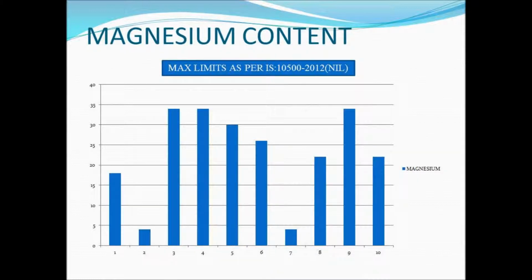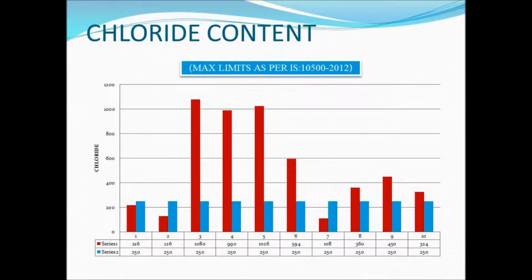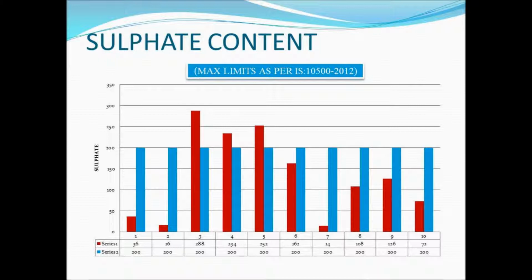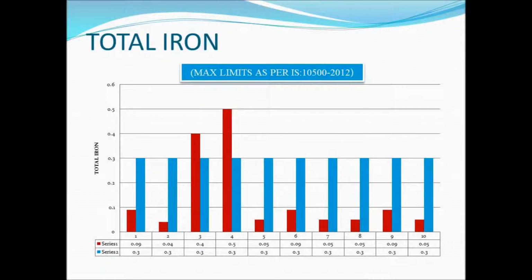This is magnesium content. Normally all water has magnesium content in a higher range. This is chloride content. According to the BIS standard it must be 250, and samples 3, 4 and 5 exceed it. This is sulfate content; it is also exceeding the limit in samples 3, 4 and 5. This is total iron; it is exceeding the BIS standard in samples 3 and 4.